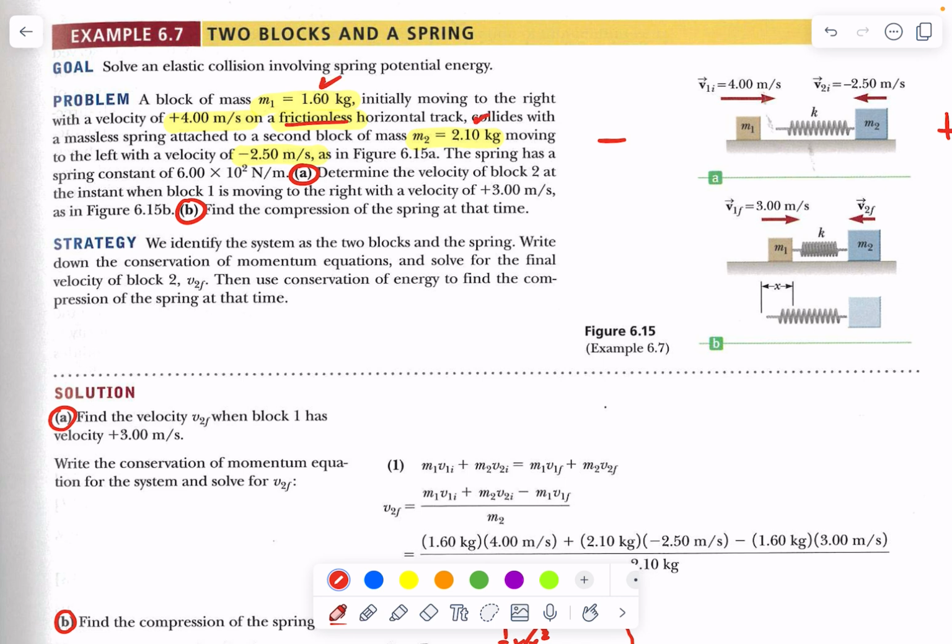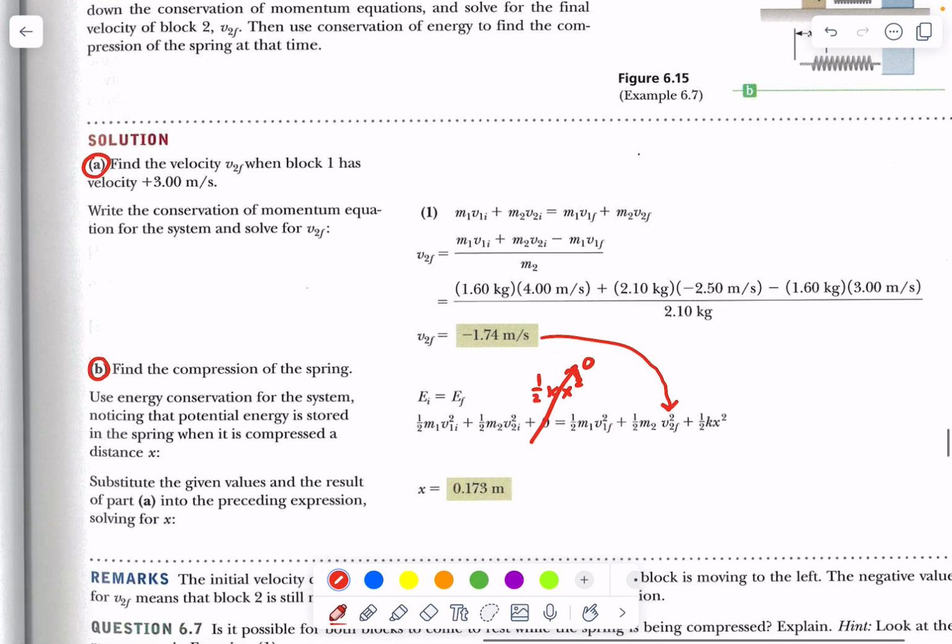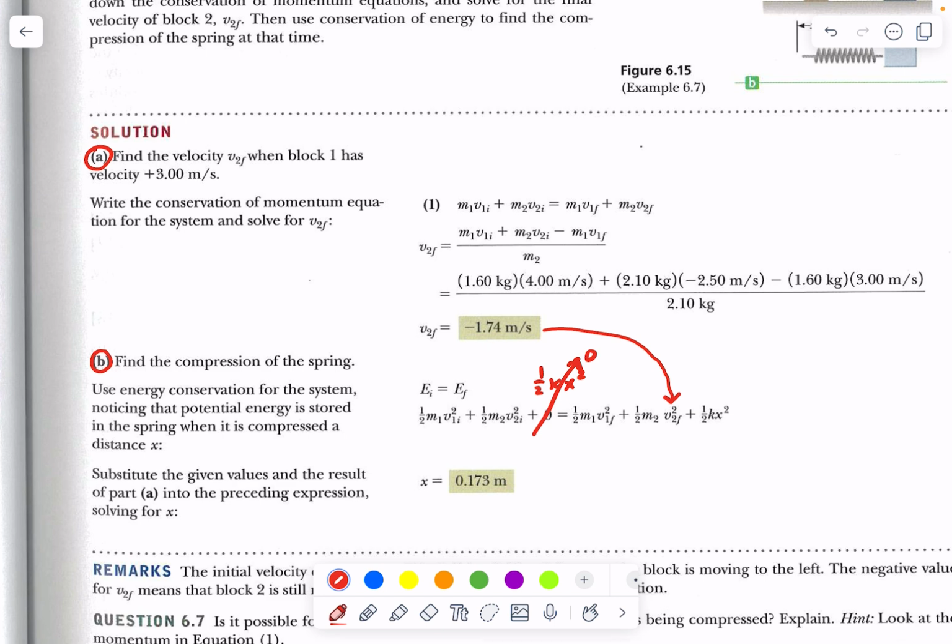We are also told the speed of the brown box is 4, and the speed of the blue box moving in the opposite direction is 2.50 meters per second. So we want to determine the velocity of block number 2 at the instant when block number 1 is moving to the right with a velocity of 3 meters per second. And then part B, find the compression of the spring at that time. So the one block is going to compress the spring, and the spring is going to absorb the energy. So finding the velocity when block number 1 has a velocity of 3 meters per second.